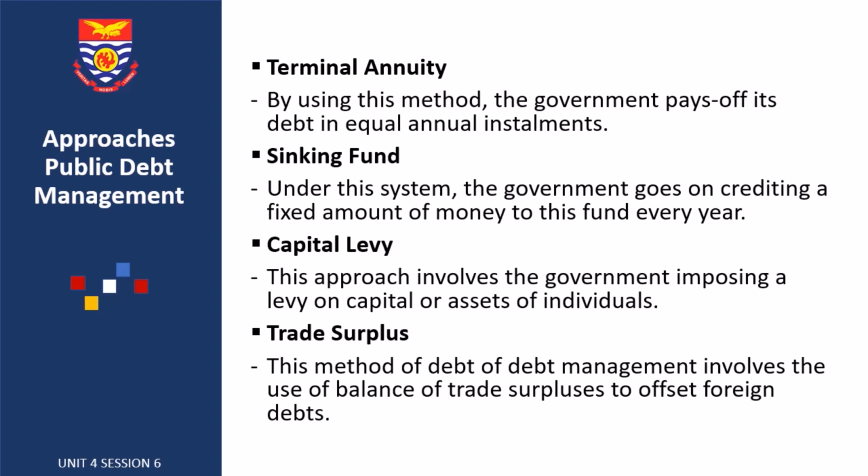We have a capital levy. This approach involves the government imposing a levy on capital or assets of individuals, right? So that's the capital levy. They have a trade surplus as well. So these are approaches by which the government manages debt in the system, right?